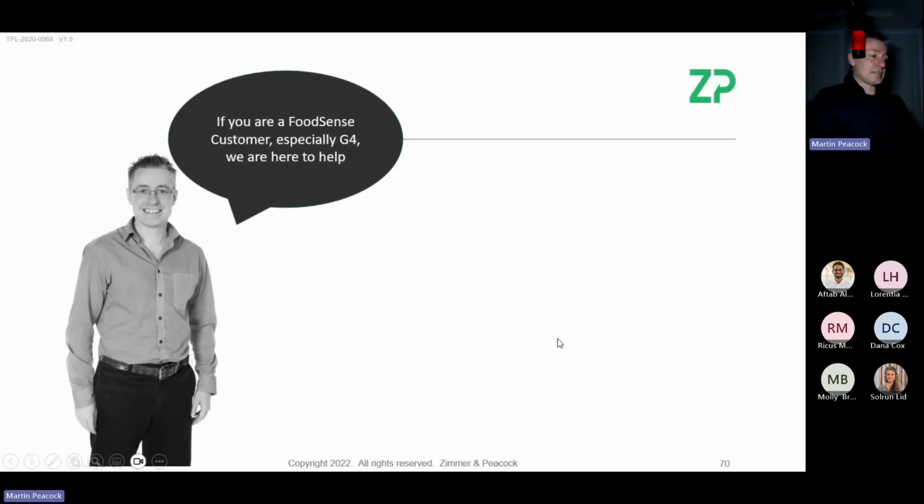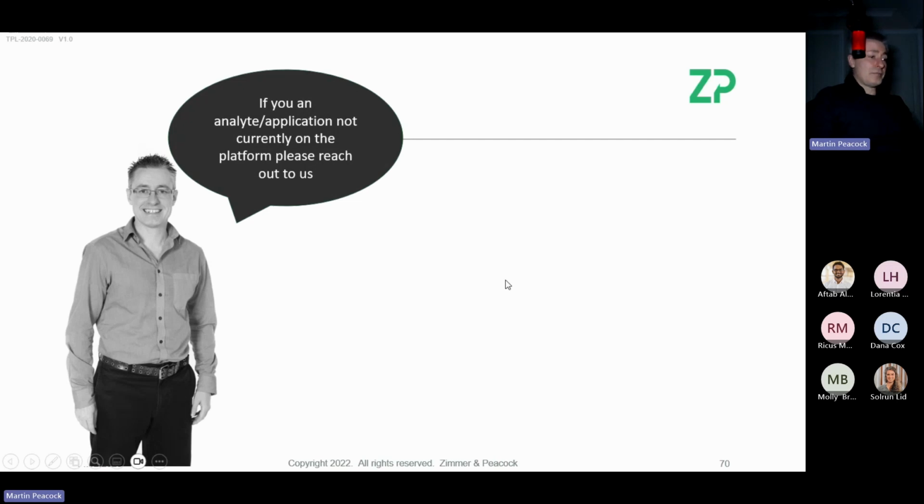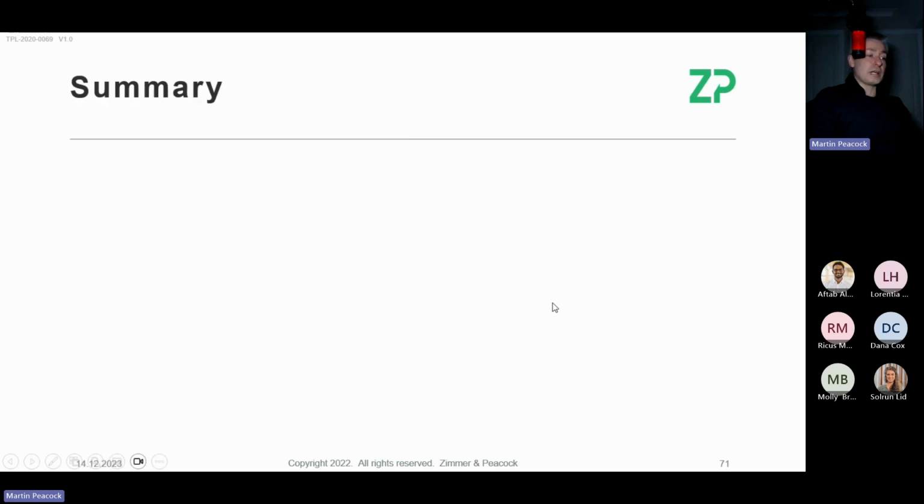So I think what I'd like to say, as we get close to the end here now, is that if you're a Food Sense Generation 4 customer, it is actually really easy to support you, because you can get the result. If you're ever wondering, are we sure about the result? Are we worried about interferences? We can go and look at the raw signal.